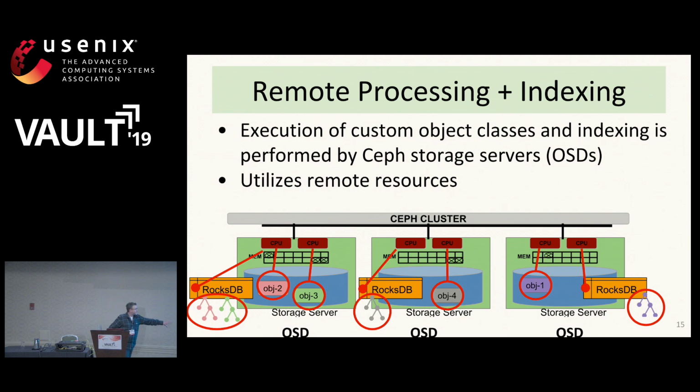So these little red circles indicate that the actual processing is local to the storage server. It's done with that local RocksDB. The object read and write custom methods that we're going to talk about are also executed on the object directly on each server, so they can be executed in parallel on all the objects distributed on all the servers.